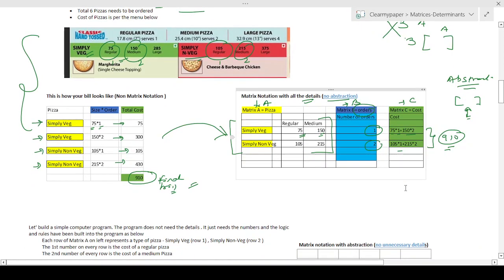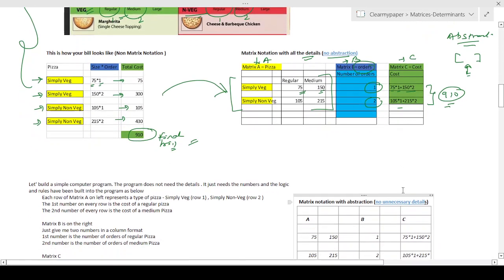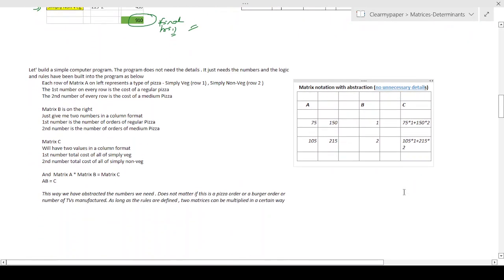So now let's abstract. That's called abstraction. Okay, so here I'm going to just abstract. So let's say I'm going to build a computer program, right? Over here, if you see, I'm just going to build a computer program, and the program does not really care about your details. It just needs the numbers, right? And I'm going to tell the program, hey, I'm going to supply you with 3 matrices, A, B, and C. Okay, A, B, and C. And like I've explained here, I'm going to tell the program, A is going to be the type of the pizza, B is going to be the number of orders, and C is going to be the cost.